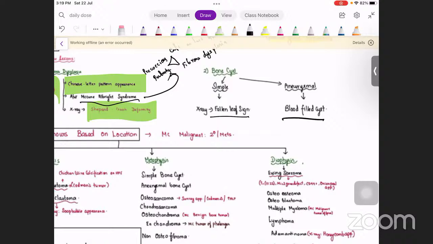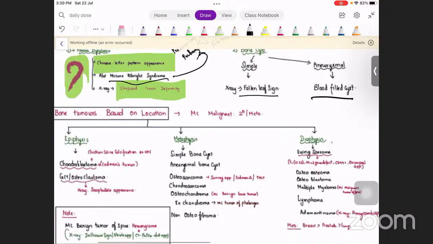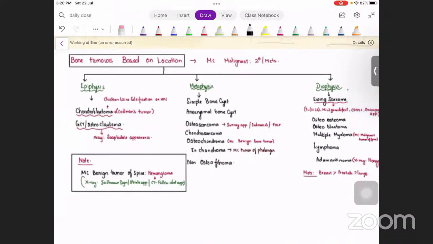Next is bone tumors based on the location, quite very important. So what are the bone tumors based on the location? One is your epiphyses, metaphyses, and diaphyses. Speaking about the tumors which arise on the epiphyses, that is your chondroblastoma, where you see the chicken wire calcification on HPE. And chondroblastoma is also known as Codman's tumor.